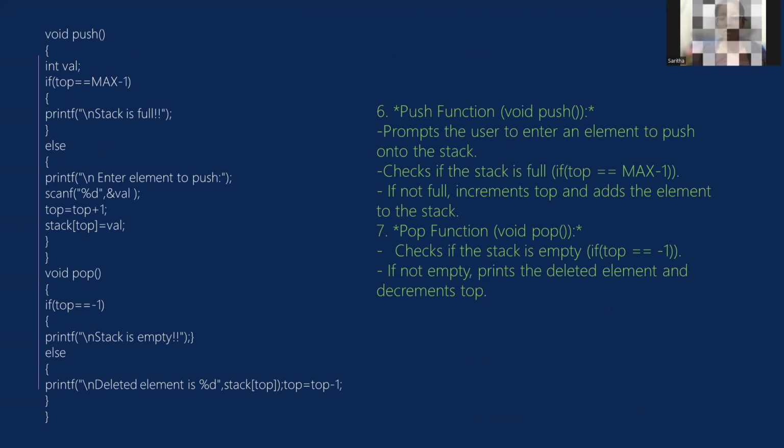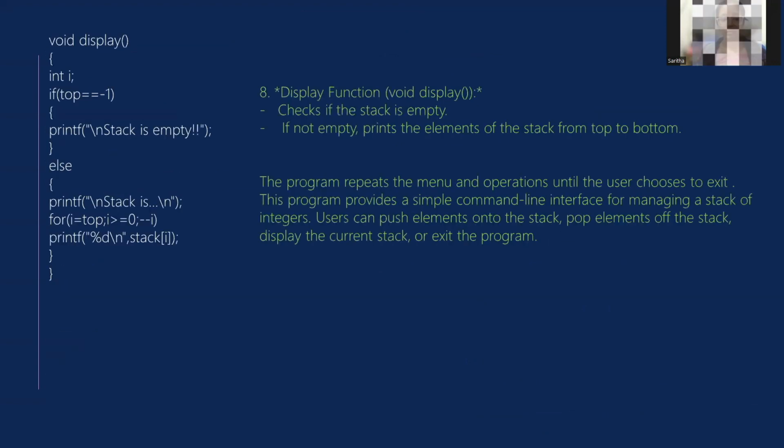When it comes to the pop function, it checks if the stack is empty. If not empty, it prints the deleted element and then decrements the top. At last, the display function checks if the stack is empty. If not empty, it prints the elements of the stack from top to bottom. So the program repeats the menu and operations until the user chooses to exit. This program provides a simple command line interface for managing a stack of integers. Users can push elements onto the stack, pop elements off the stack, display the current stack, or exit the program.